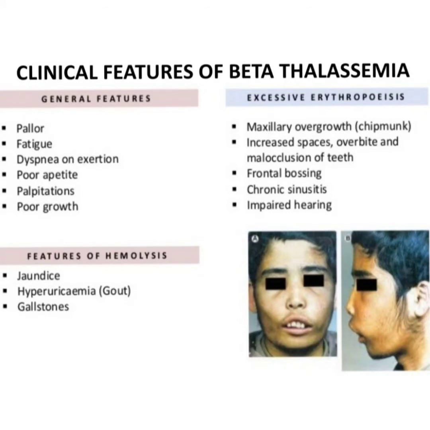Features of hemolysis cause jaundice, hyperuricemia, gallstones. Because of excessive erythropoiesis, there is maxillary overgrowth, where the name is given as chipmunk facies. Increased spaces, overbite and malocclusion of teeth, frontal bossing, chronic sinusitis and impaired hearing.